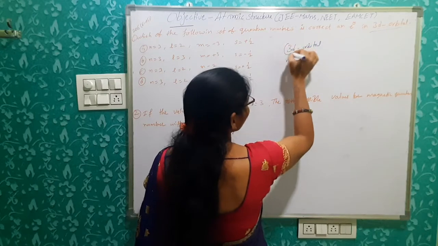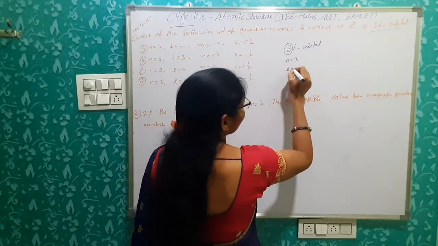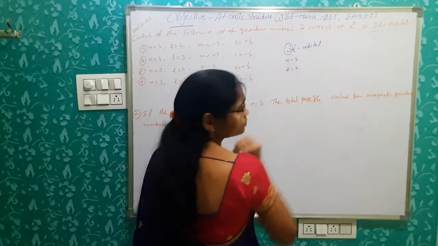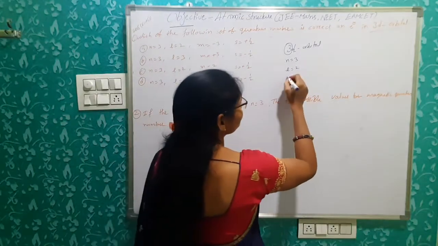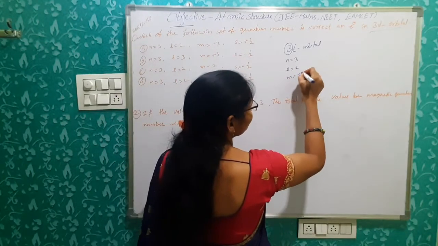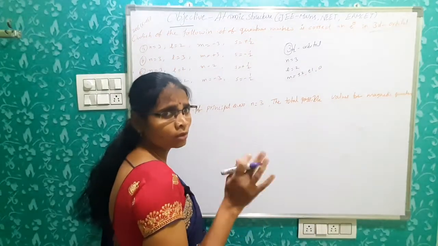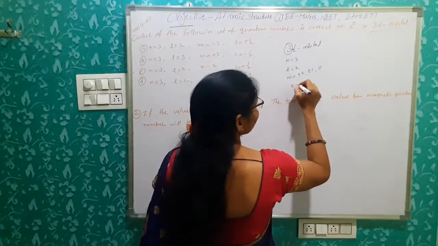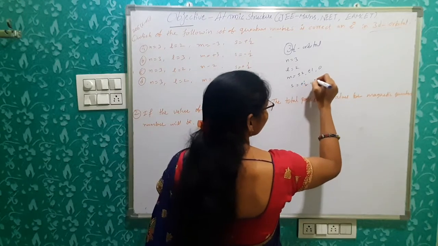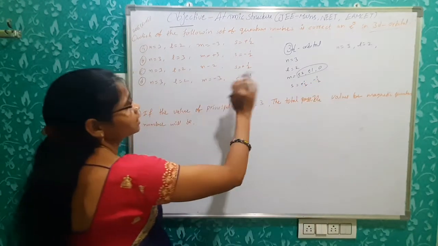What is n? n equals 3. For d orbital, L equals 2. L equals 2 means m may be plus or minus 2, plus or minus 1, 0 only, but not more than 2. Then s may be plus half or minus half. You can take any one, you can select that one.